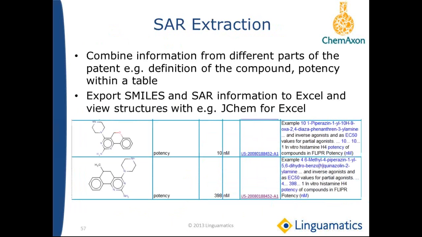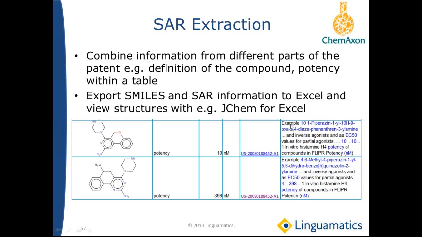When we're looking at things like structure-activity relationships, you find that in patents, the information is often spread across different parts of a patent document. So it's not just a matter of pulling out the information from individual tables, but you have to combine information together from different parts of the patent document.